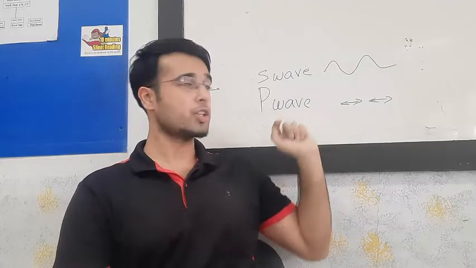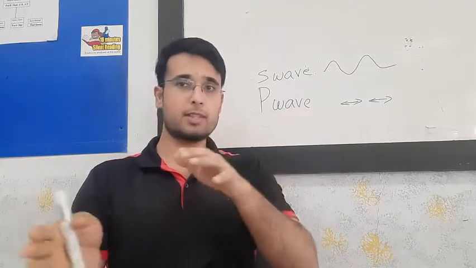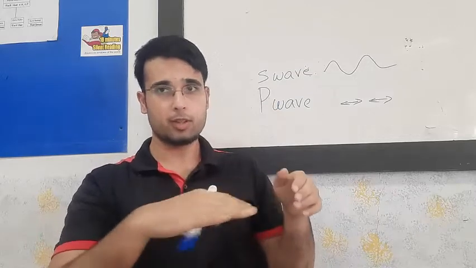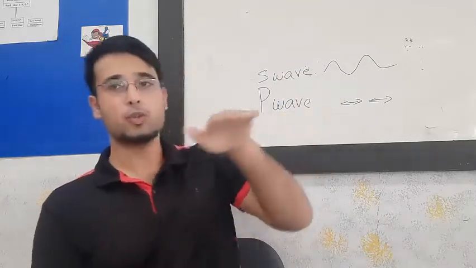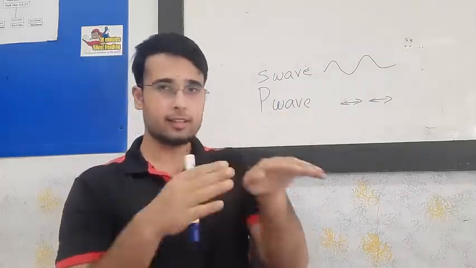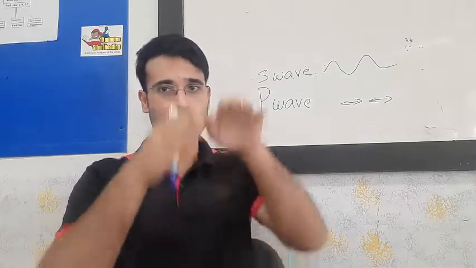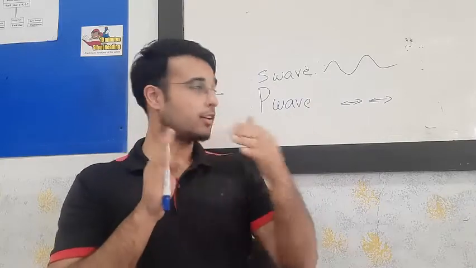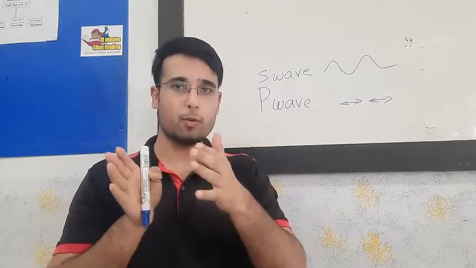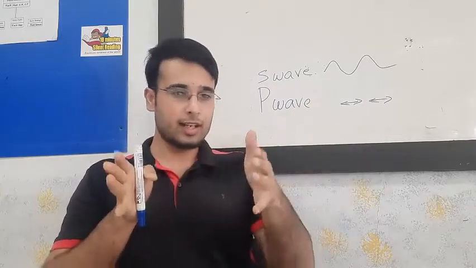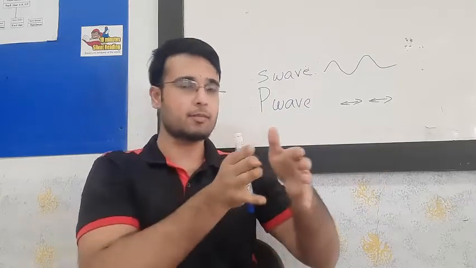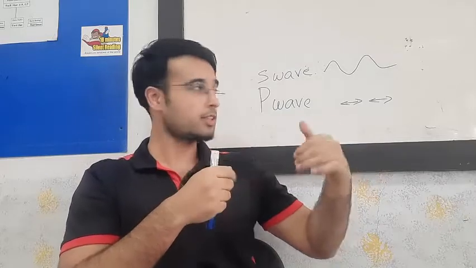S waves are transversal waves. Their motion can be side to side, or up and down in the vertical direction, or from the horizontal direction. They tend to move the land sideways or upwards and downwards. P waves are longitudinal waves and they move in the form of compression and rarefaction. So they compress the land at some points and expand the land at some points.